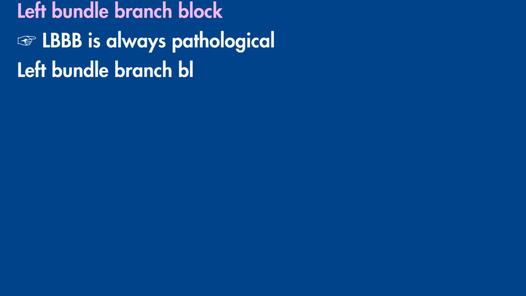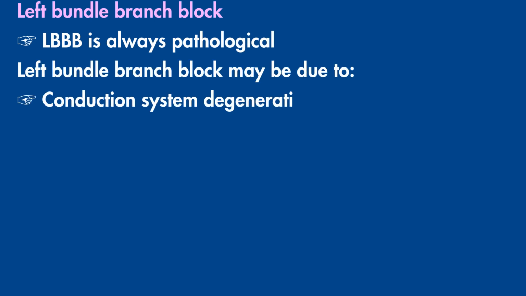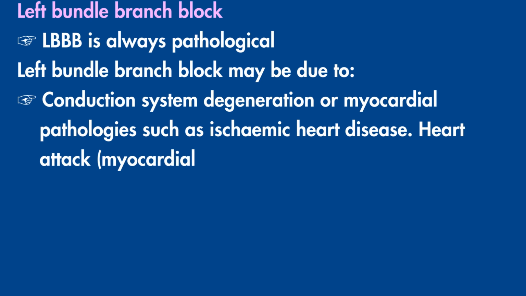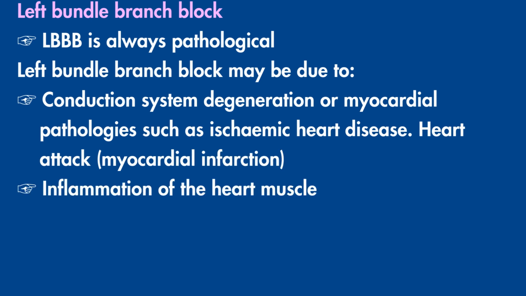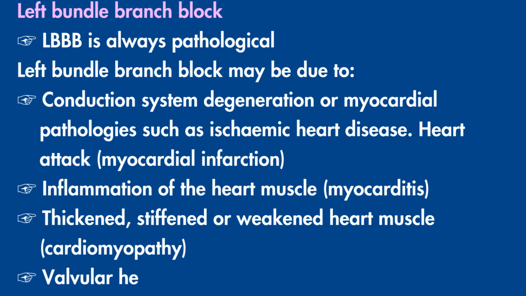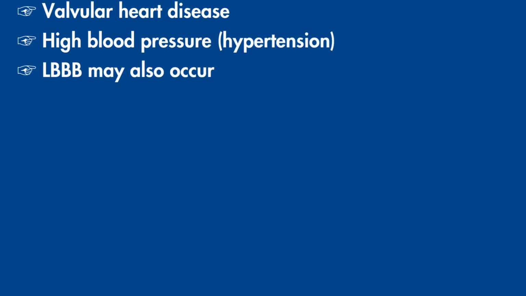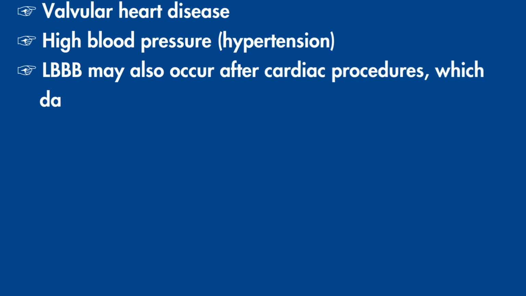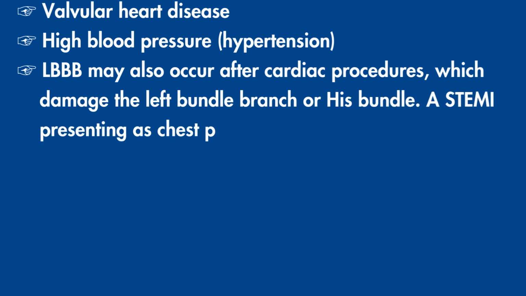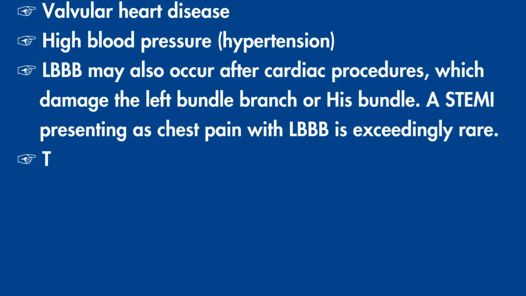Causes of left bundle branch block. Left bundle branch block is always pathological. Left bundle branch block may be due to conduction system degeneration or myocardial pathologies such as ischemic heart disease. It can be because of myocardial infarction, inflammation of the heart muscles, that is myocarditis, thickened, stiffened or weakened heart muscle, that is cardiomyopathy, valvular heart disease, high blood pressure, that is hypertension. Left bundle branch block may also occur after cardiac procedures which damage the left bundle branch or His bundle. A STEMI presenting as chest pain with left bundle branch block is exceedingly rare.